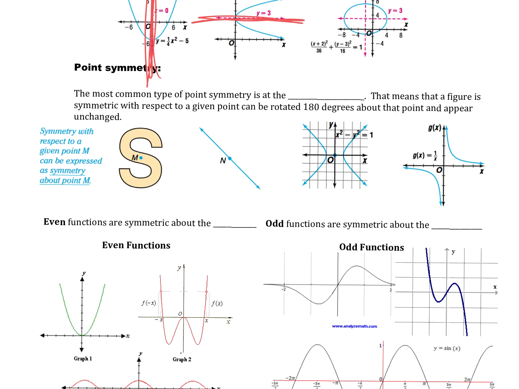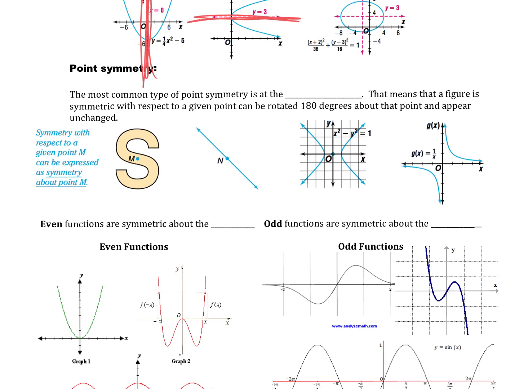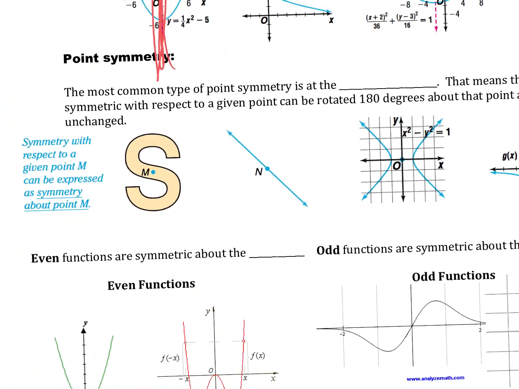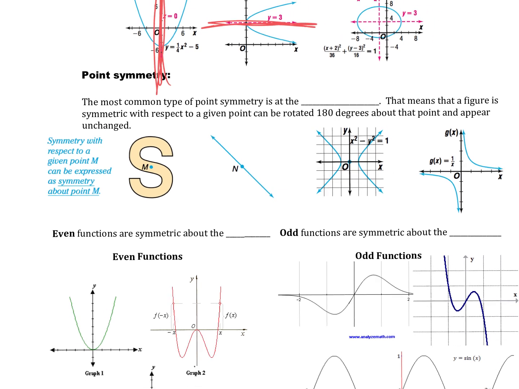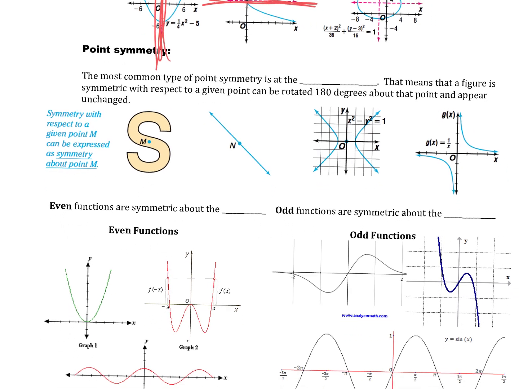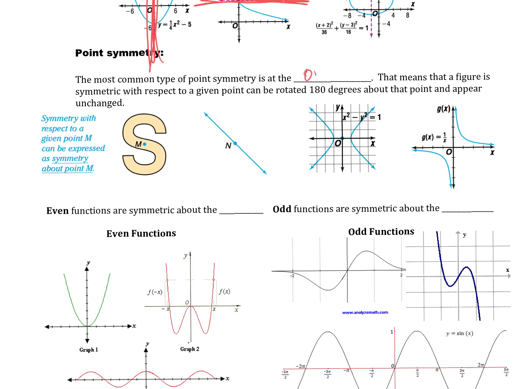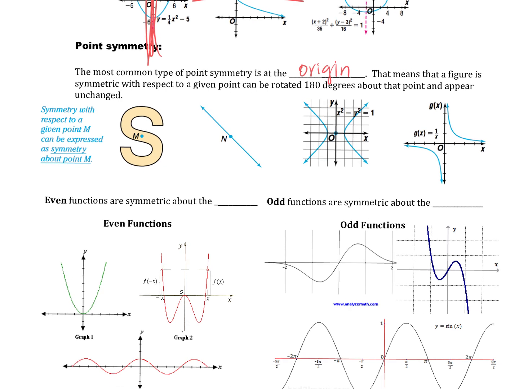Point symmetry is something where we spin it, really. If you can spin it and it's still the exact same image, it's got symmetry around a point, like when you spin a basketball on your finger. The most common type of point symmetry is at what point on a graph? It's always going to be the origin. This means that a figure is symmetric with respect to a given point if it can be rotated 180 degrees about that point and still be the exact same figure.